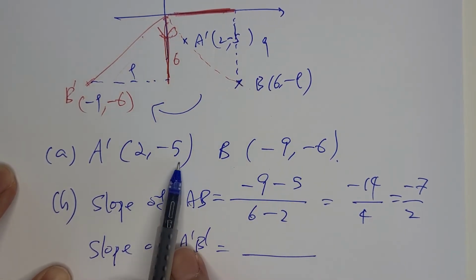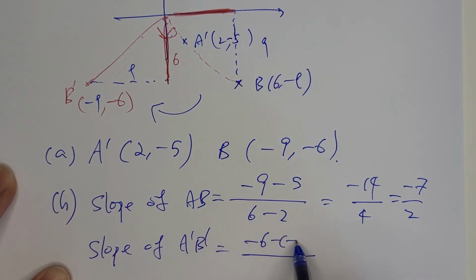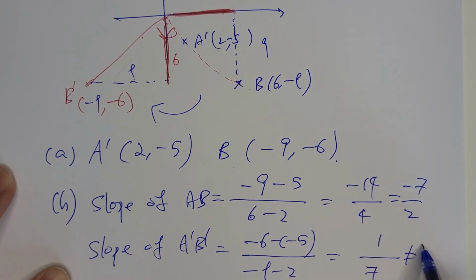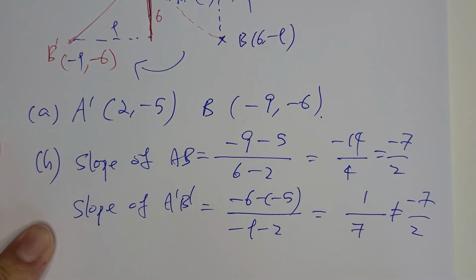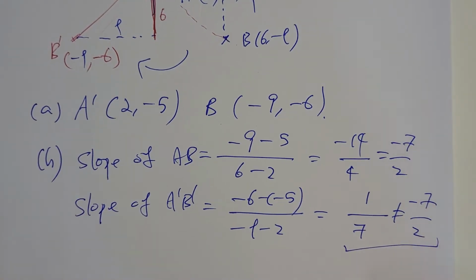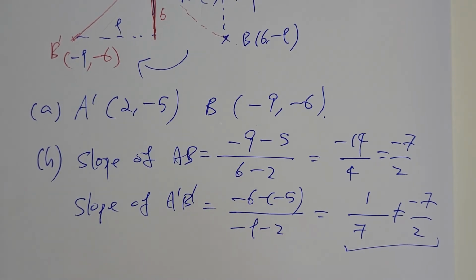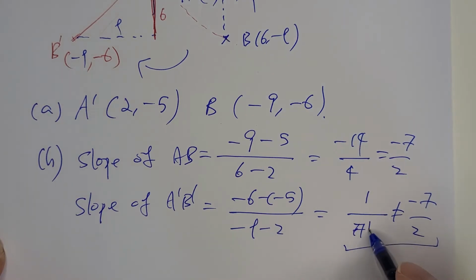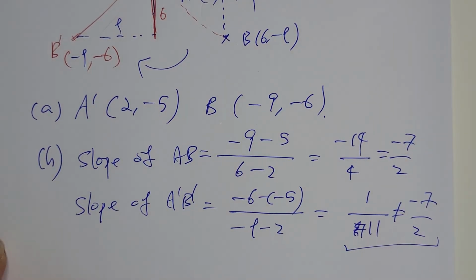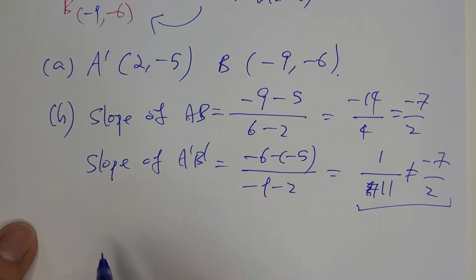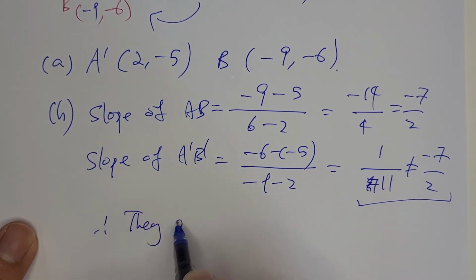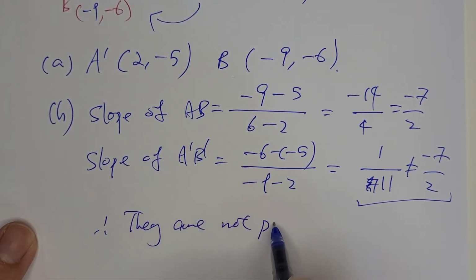So use these 2 points: negative 6 minus negative 5, and then negative 9 minus 2. You will get 1 over 7. They are not equal. You must have this one because you need to compare whether they are parallel. Oh, sorry, this should not be 7, it should be 11. Okay? So since these two slopes are not equal, therefore they are not parallel.